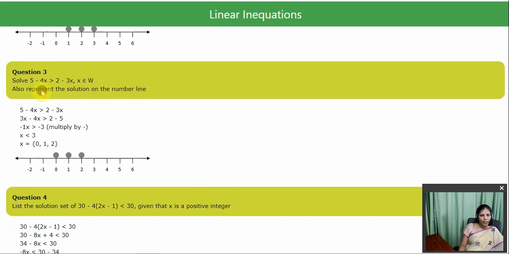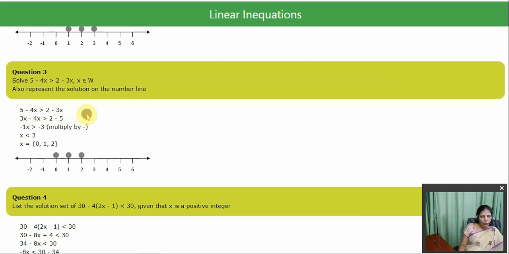Question 3. Solve 5 minus 4x greater than 2 minus 3x, and this x belongs to W. What is W? W is the whole numbers. Whole number means it starts from 0, 0, 1, 2, till infinite. So it goes on. Now the same thing you need to represent on the number line. Now we will take the question. So 5 minus 4x greater than 2 minus 3x.